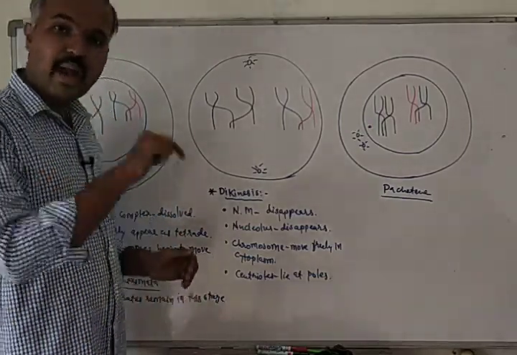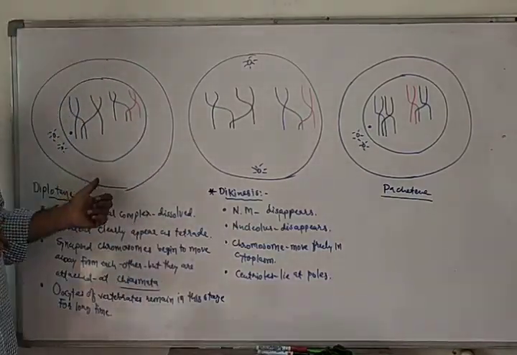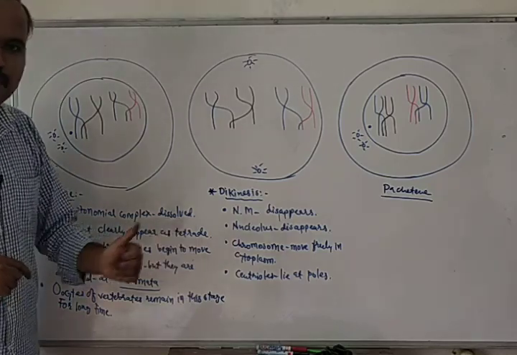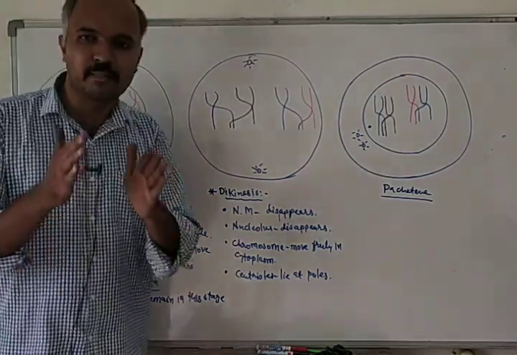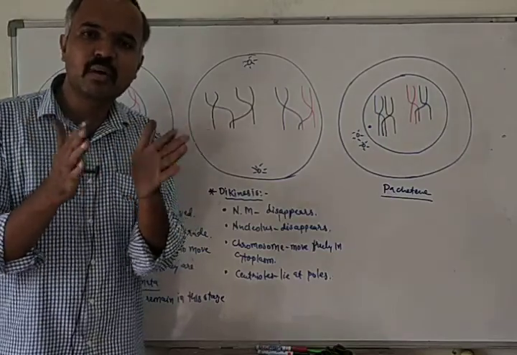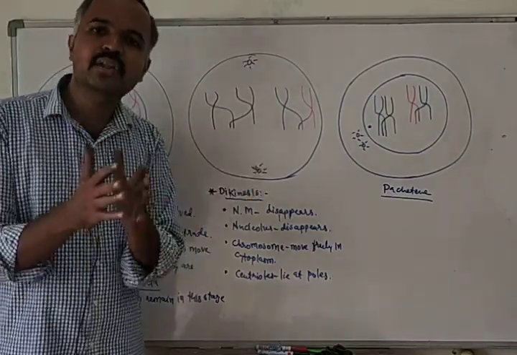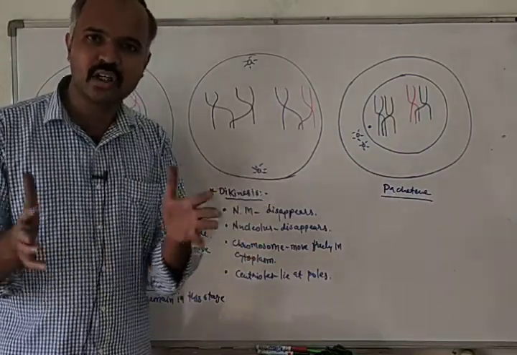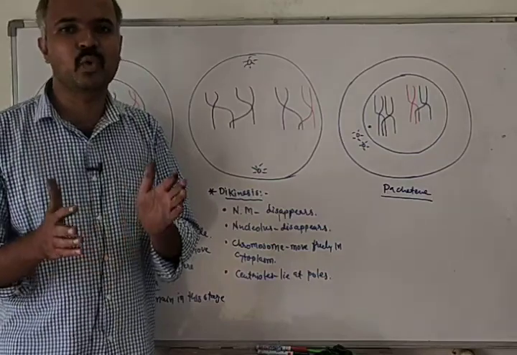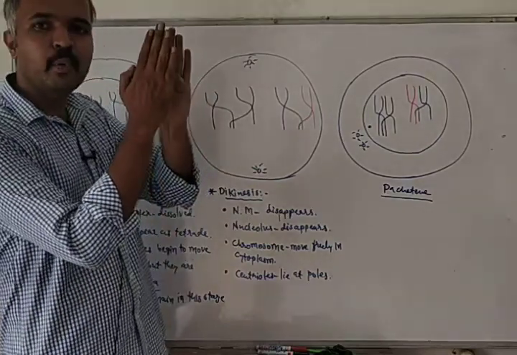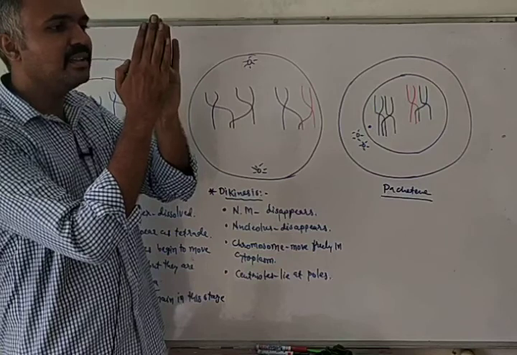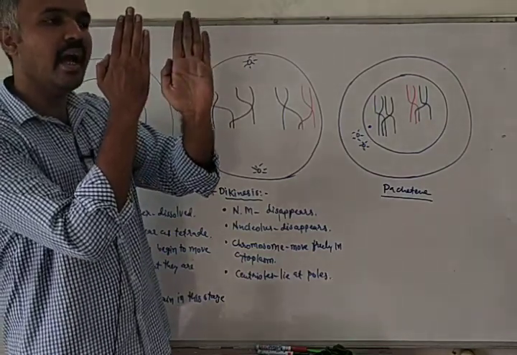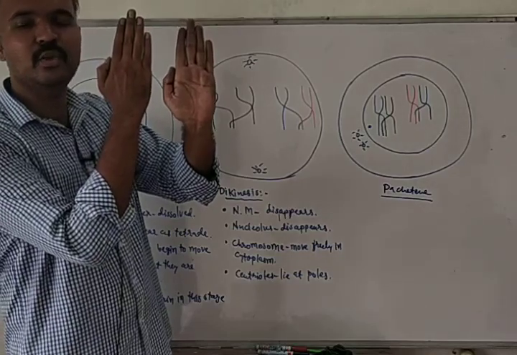Now what happens during the diplotene stage? The synaptonemal complex gets dissolved. You all know about the synaptonemal complex: the protein that joins both the chromosomes together. As that protein gets dissolved, the second chromosome which was lying behind will come to the front, adjacent to the first chromosome.